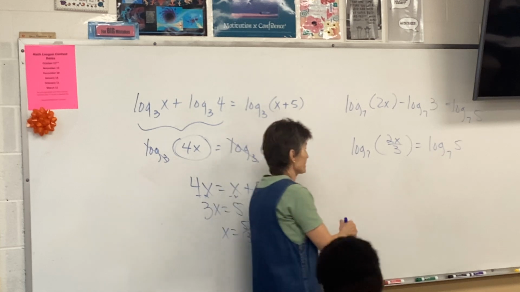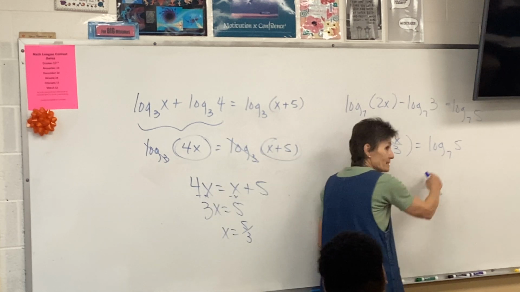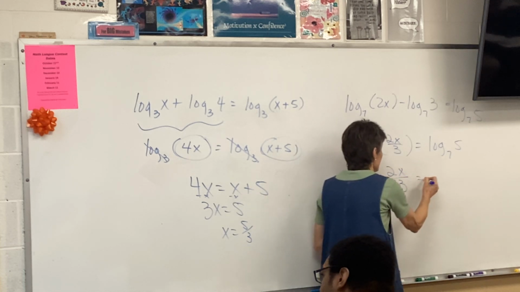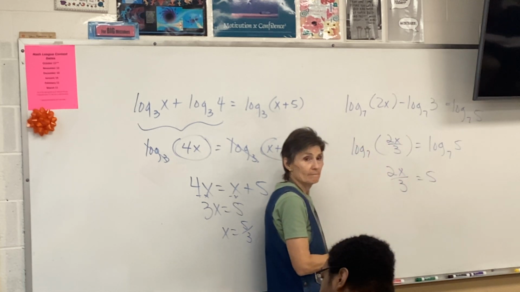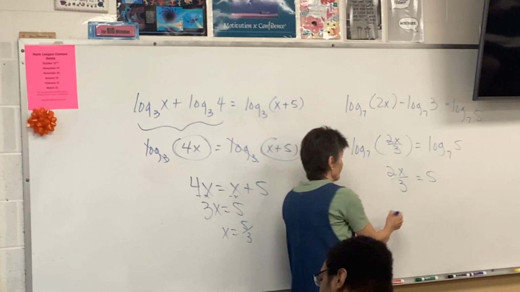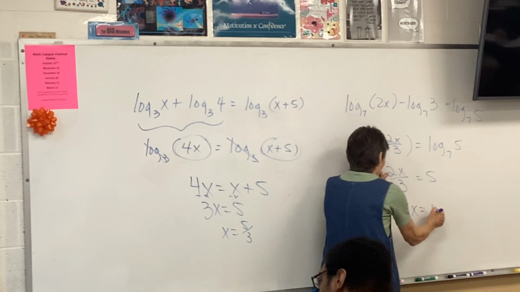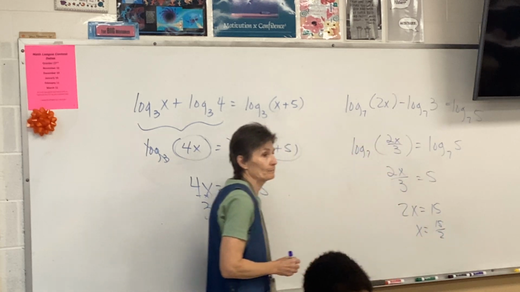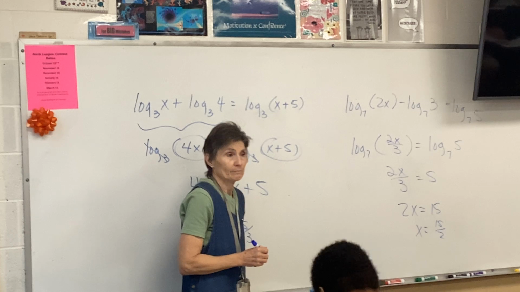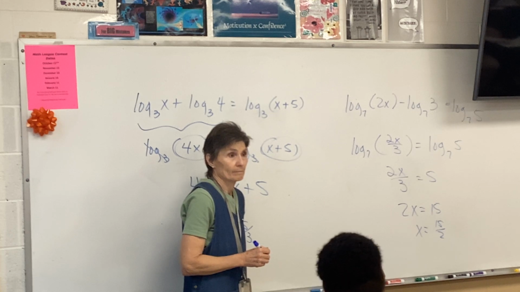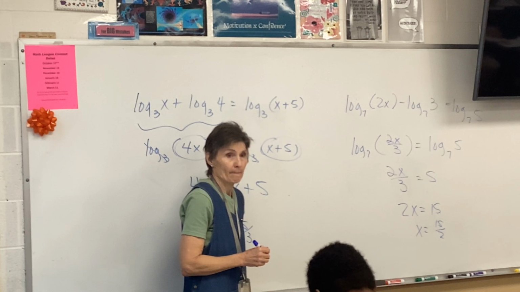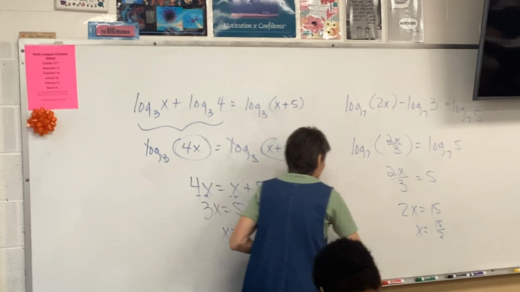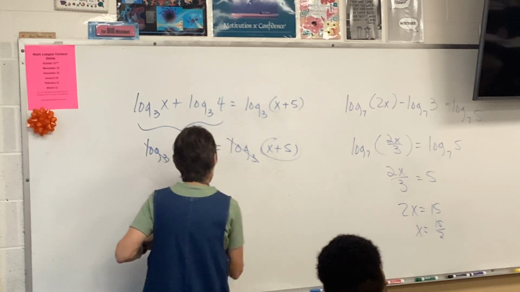Now, what do you notice? Log base 7, log base 7. Good news, that means 2x over 3 equals 5. 2x equals 15, and x equals 15 halves. Good. One more. Can you give this one a shot? Can you get started on it?